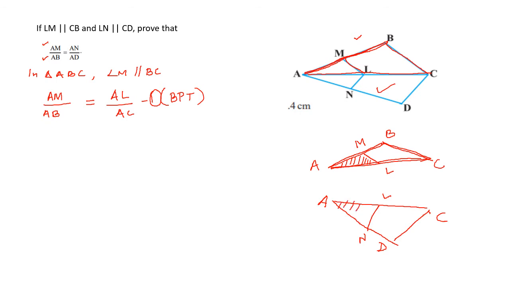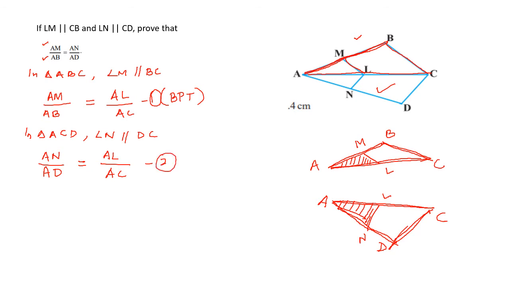Now I have the small triangle ALN and the big triangle, that is ACD. I am going to consider these two triangles, the big triangle and the small triangle. Now in triangle ACD, given LN is parallel to DC, if these are parallel, then we can write AN by AD. We are taking the big triangle and the small triangle. AN by AD will be equal to AL of the small triangle, and for the big triangle the side is AC. AL by AC. That is my second one by BPT.